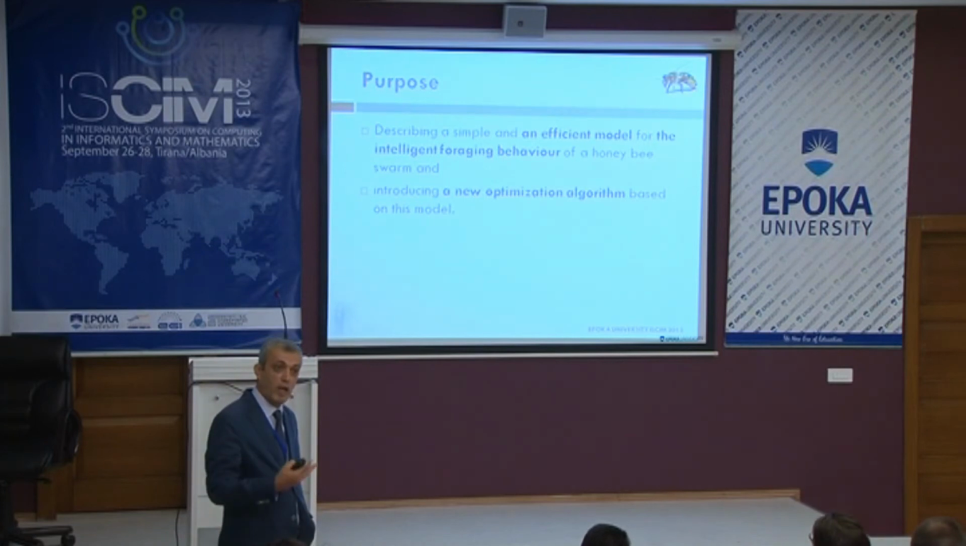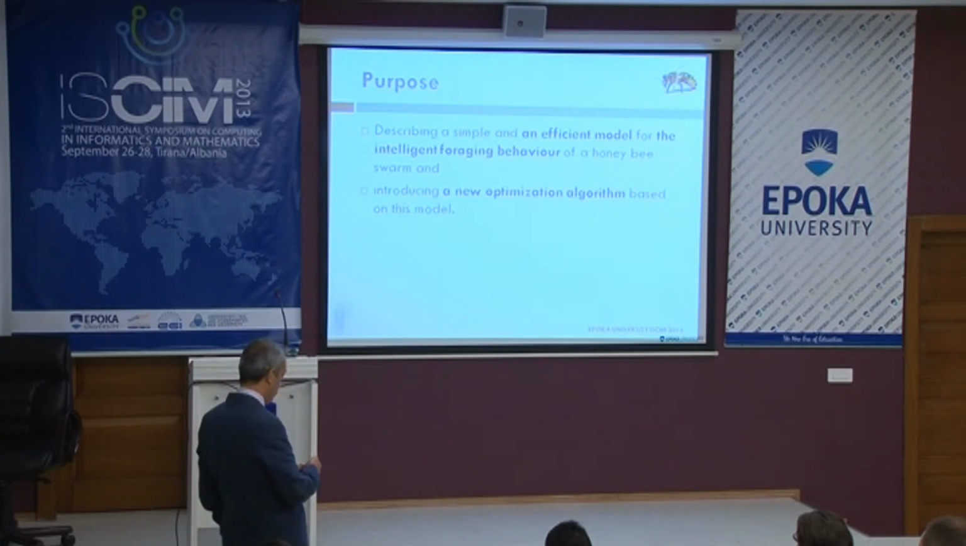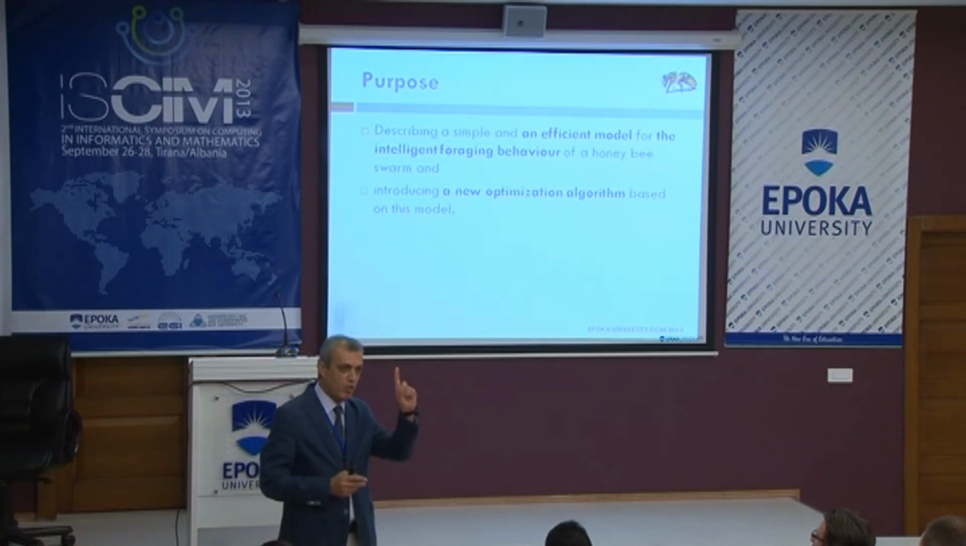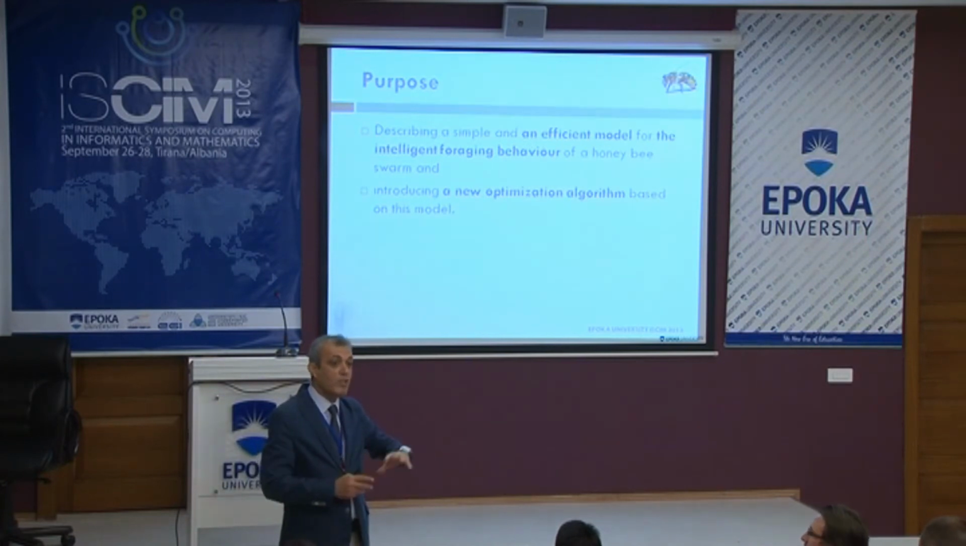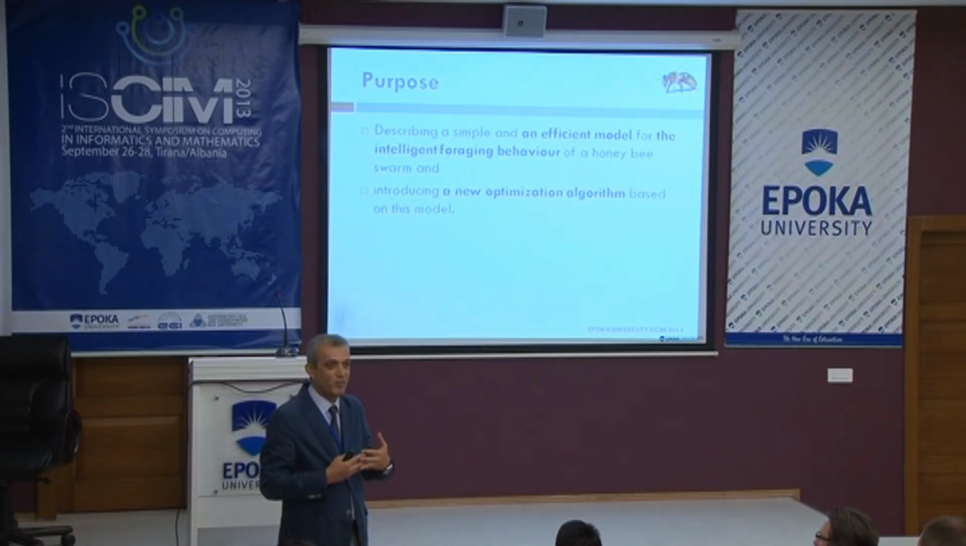First, you have to put a nice, efficient model, and after that, depending on that model, you have to construct your optimization algorithm. Optimization algorithm, as I said, is maximization or minimization. The aim of honeybees, forager bees, is to maximize the honey in the hive as soon as possible. They solve a very difficult optimization, maximization problem.